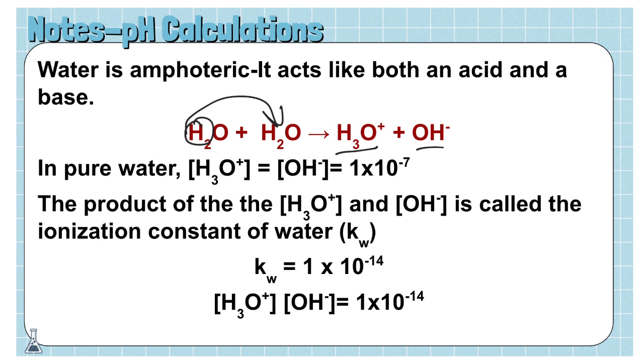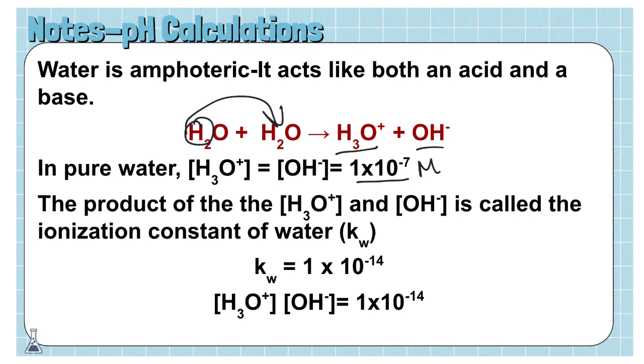In pure water, the amount that this happens is always the same, so you'll always get 1 times 10 to the negative 7th molar hydronium ion. That should have a unit on it. And the same concentration of hydroxide ions. So you get the same hydroxide and same hydronium ion. So water is overall neutral because you have just as much hydronium as you have hydroxide.